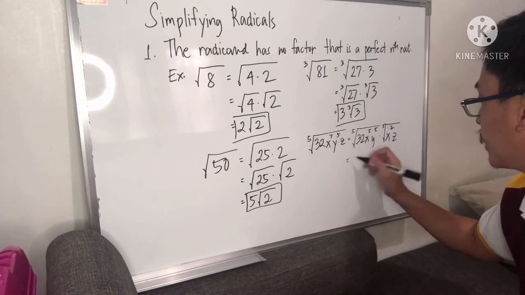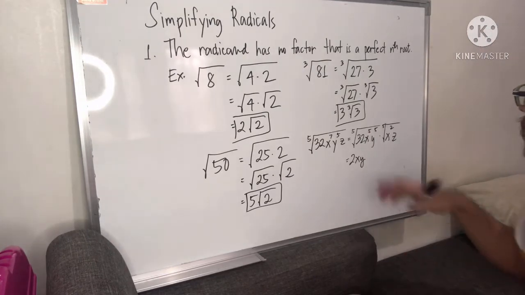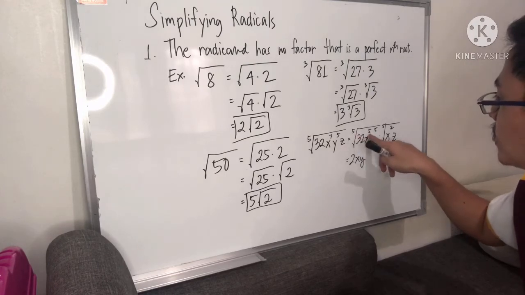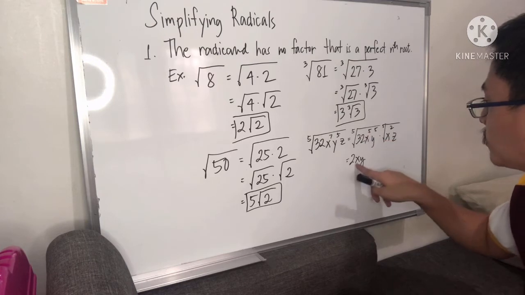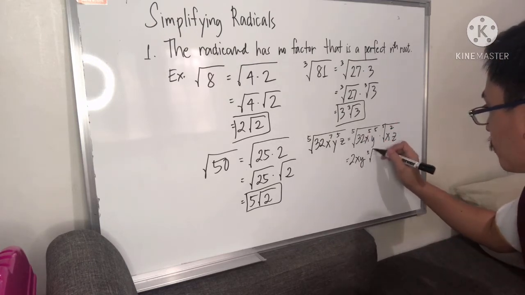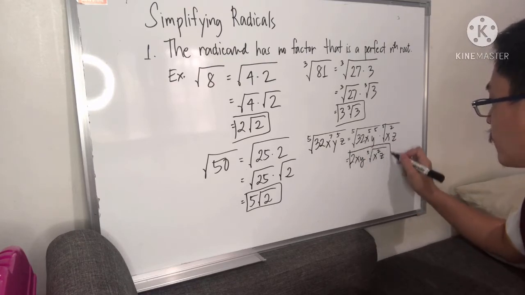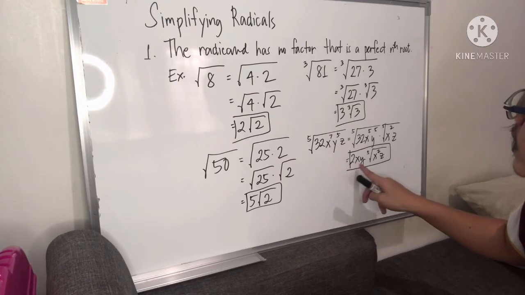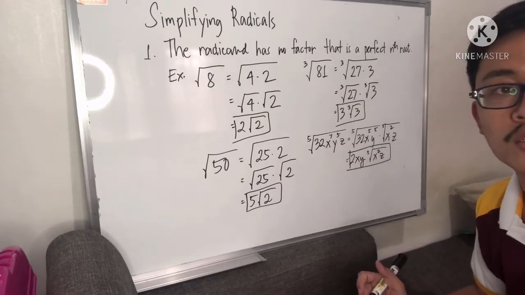So, the final answer here will be 2xy. So, in-apply natin yung law of radicals dyan. Pag parehas ng index, parehas yung exponent, 1 na lang yun, kaya xy. And then, yung naiwan sa loob, the fifth root of x squared z. So, this is the final answer. That is 2xy, the fifth root of x squared z.